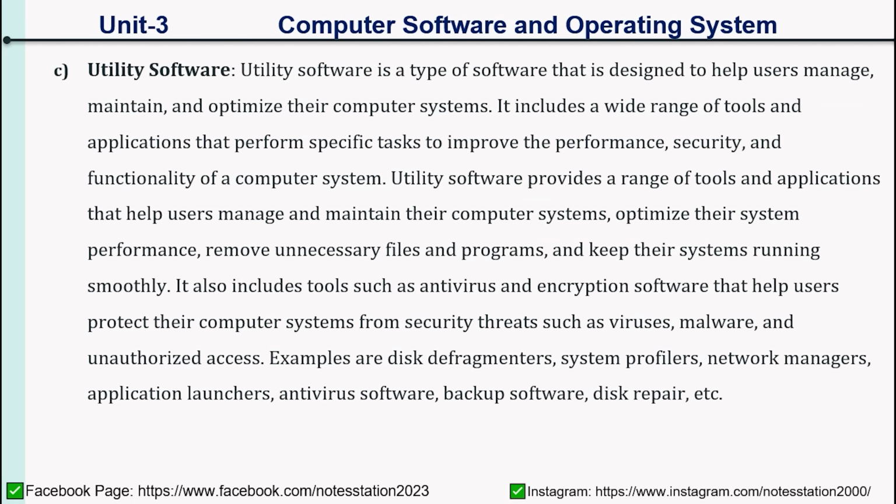Utility software. Utility software is a type of software that is designed to help users manage, maintain, and optimize their computer systems. It includes a wide range of tools and applications that perform specific tasks to improve the performance, security, and functionality of a computer system. Utility software provides tools that help users manage and maintain their computer systems, optimize their system performance, remove unnecessary files and programs, and keep their systems running smoothly.